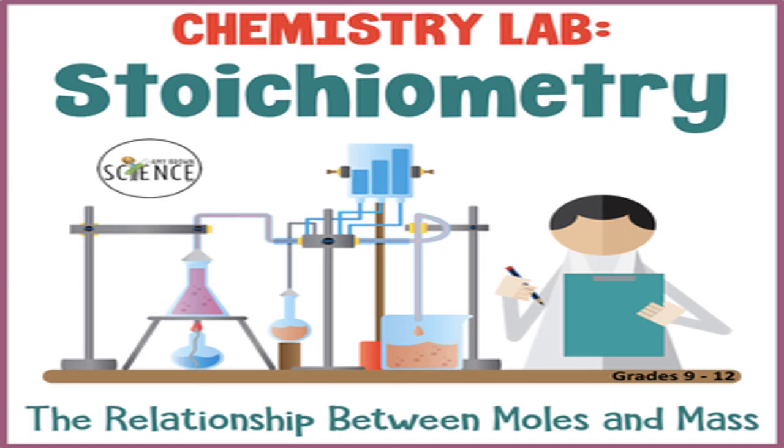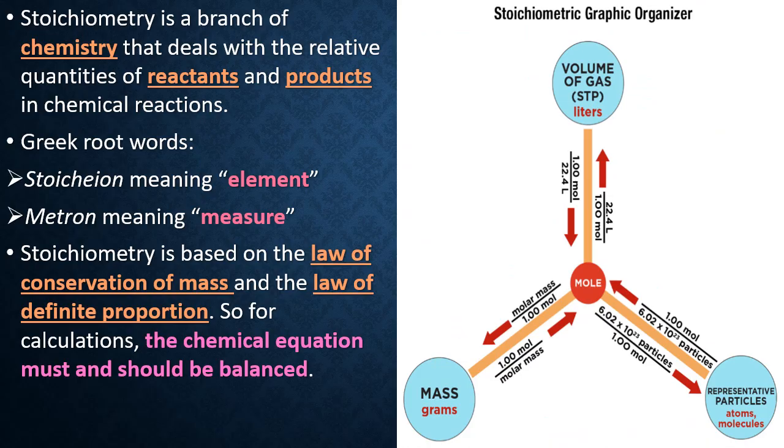Dear students, today's discussion is on stoichiometry, which is very important from the chemistry point of view. Okay, so first, what is stoichiometry? Stoichiometry is a branch of chemistry that deals with the relative quantities of reactants and products in chemical reactions.